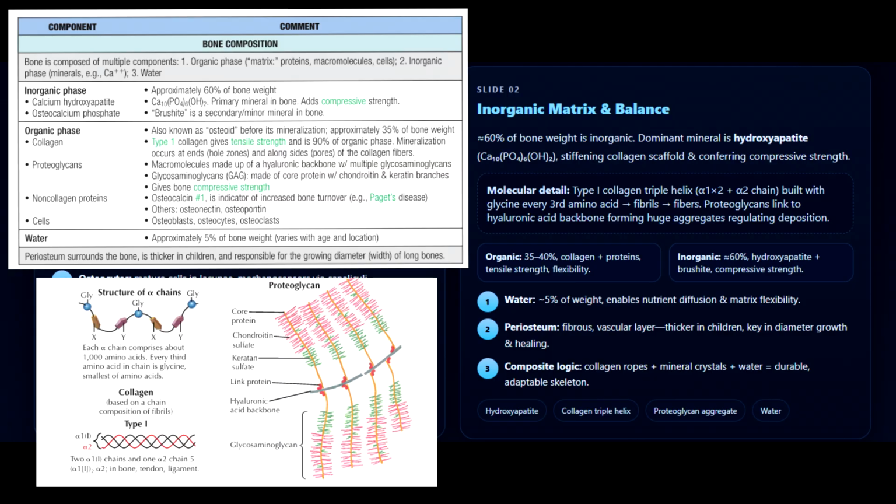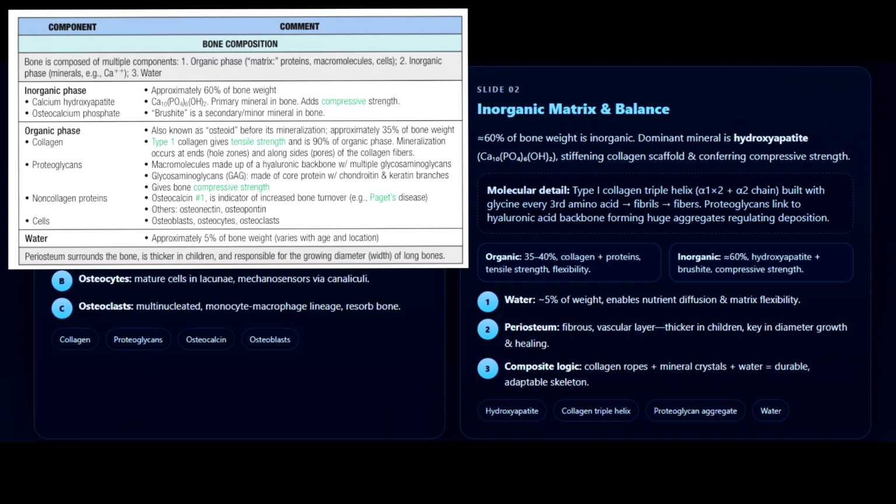So when we think of bone composition, picture it as a carefully engineered composite material. The organic collagen fibers provide the ropes, the proteoglycans and proteins form the scaffolding, the hydroxyapatite crystals stiffen the whole structure, and water ensures flexibility. This balance allows bone to withstand the stresses of life, remodel itself throughout decades, and serve as the central pillar of the musculoskeletal system.